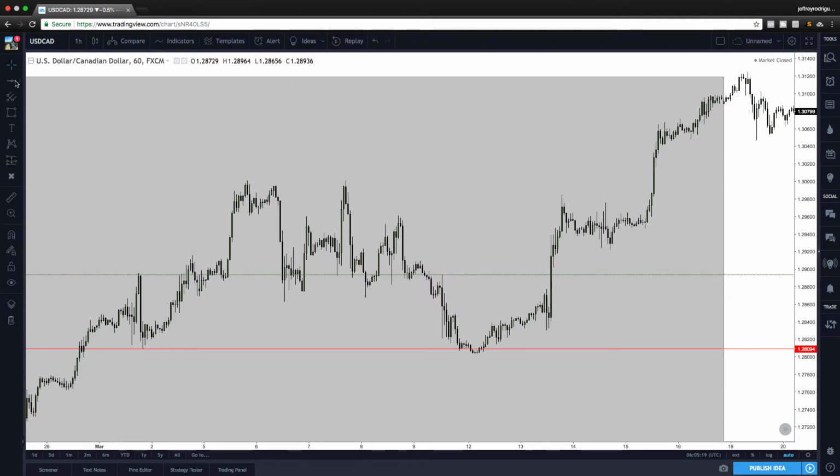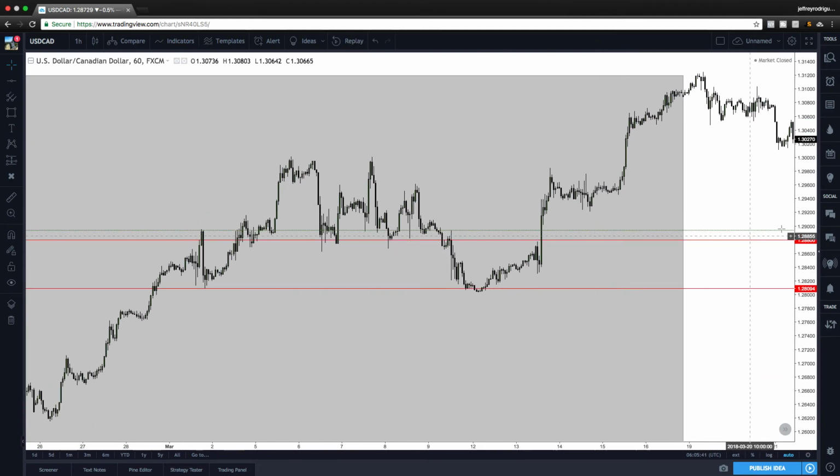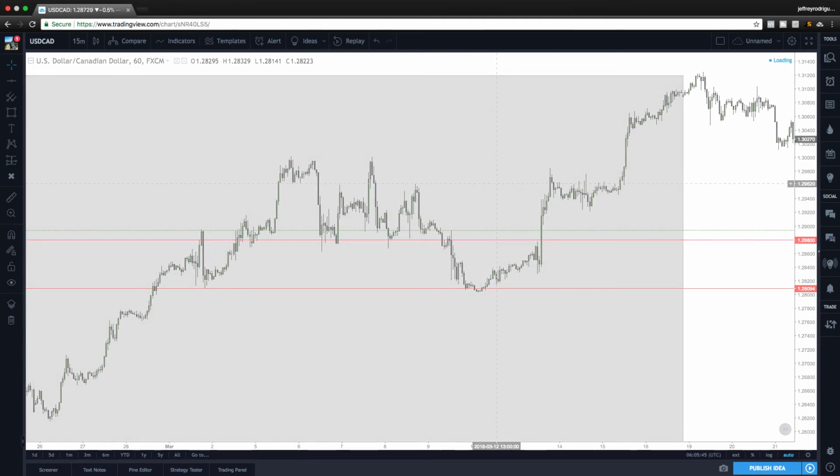So say that you got in right here at 1.28 and then you got out right up here at 1.3, which also took out these highs up here, right? Which is a logical level of resistance where we would expect them to trade to. So that's a potential 100 pip move. That would be my best explanation for counting pips.